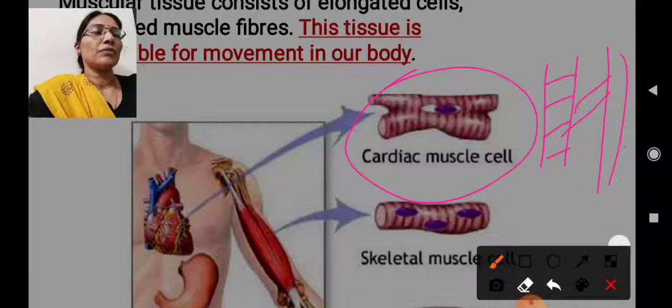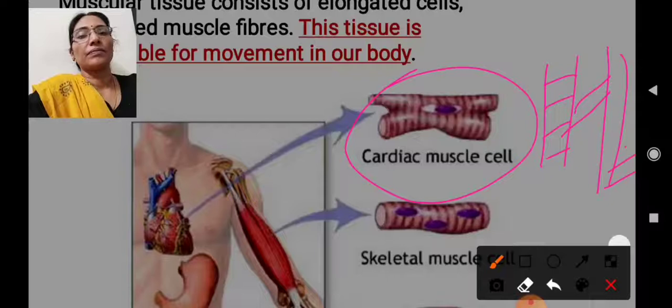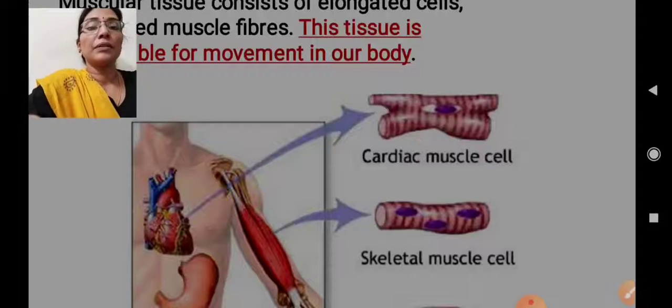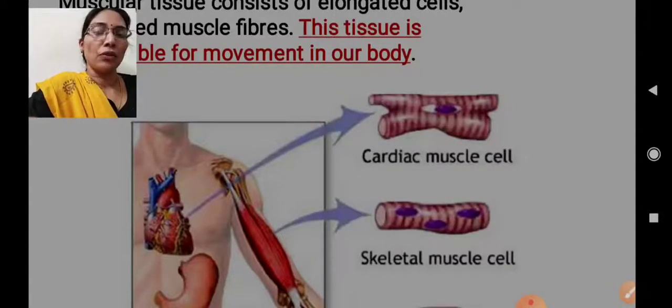So they are branched and attached to one another for more strength. Due to this branching or attachment, they have more strength. Cardiac muscle needs more strength for the contraction and expansion of the heart. Always the heart is beating. From birth till death, the heart is beating continuously. For that, more strength is needed.